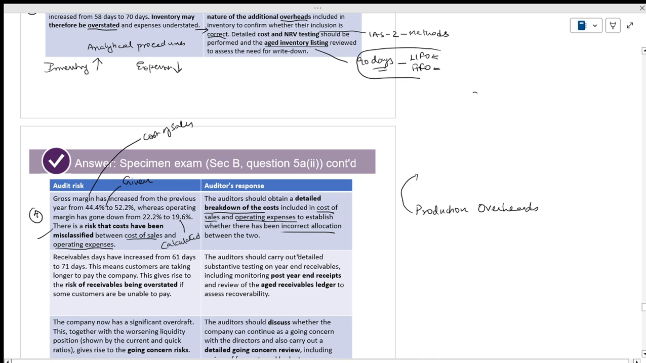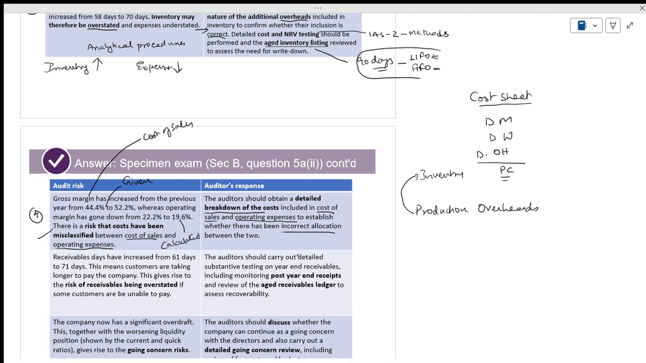If you have an understanding of the cost sheet, you will have direct material, direct wages, and direct overheads. Then you will come across prime cost, then work cost, then the total cost. If you incorrectly allocate production overheads to inventory, definitely there is a scope that operating expenses will decrease and another expense will increase. When we get a breakdown and do detailed tests of details, we can come to a conclusion whether there is any incorrect allocation between the two.